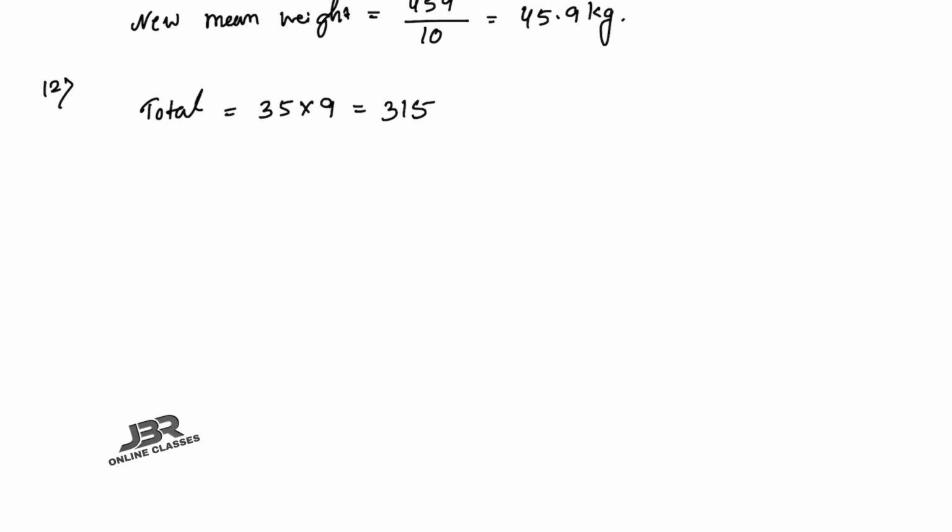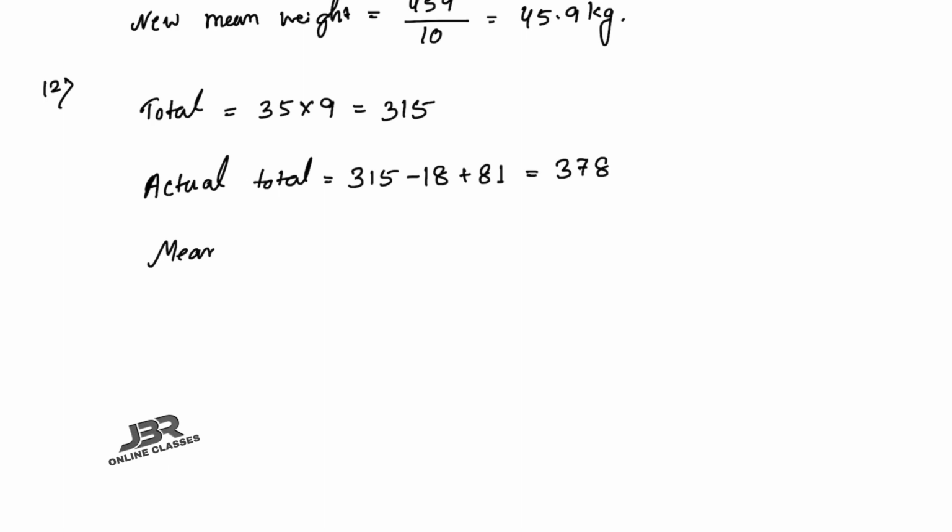Now it was detected that an observation 81 was misread as 18. So that means the actual total will be: first you have to subtract 18, because previously they added 18 instead of 81. So first subtract 18, then add 81, and it will be 378. So now the mean will be 378 divided by 9, that will be equal to 42 as your answer.